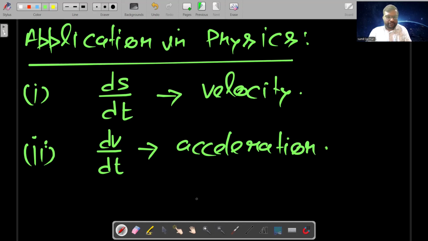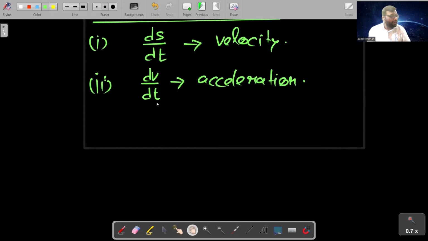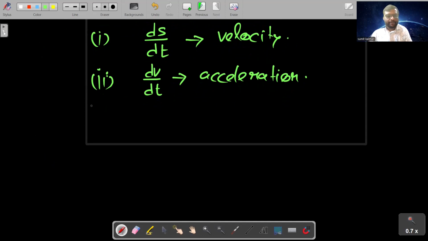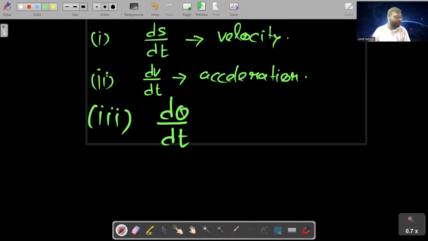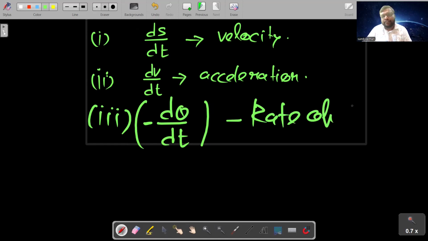Now students, next is the rate of fall of temperature theta with respect to time t, that is d theta upon dt. Here it is a fall, so I am putting a minus sign, that is minus d theta upon dt. It will give the rate of cooling.